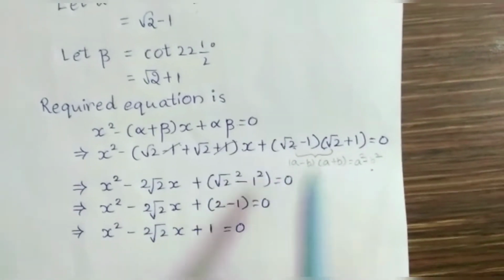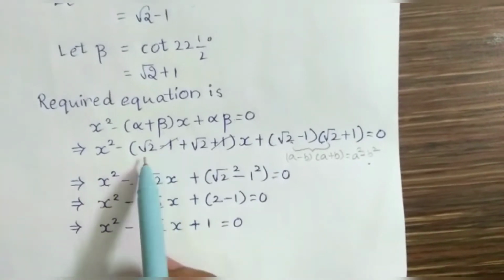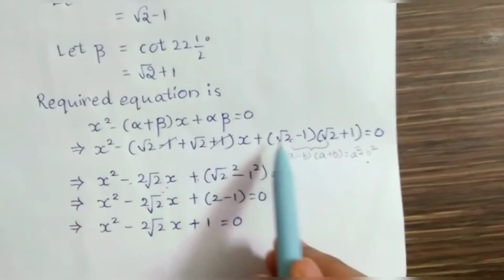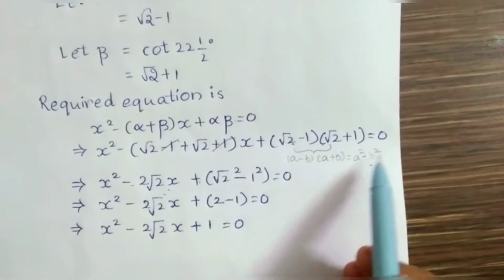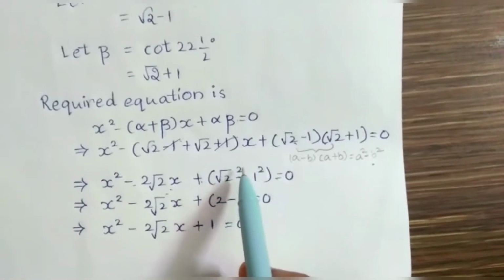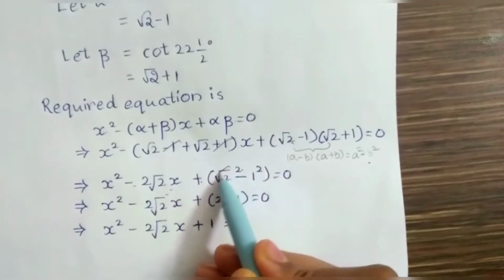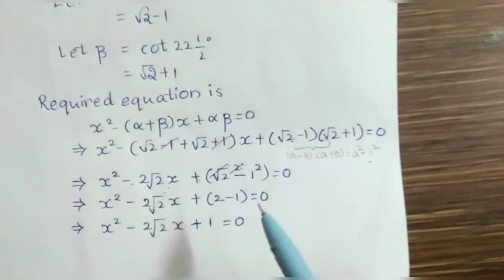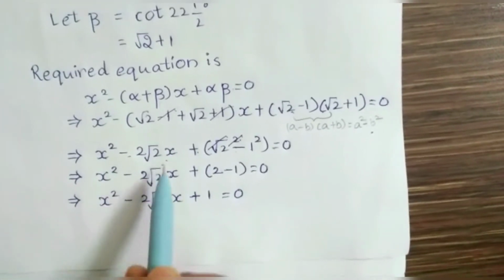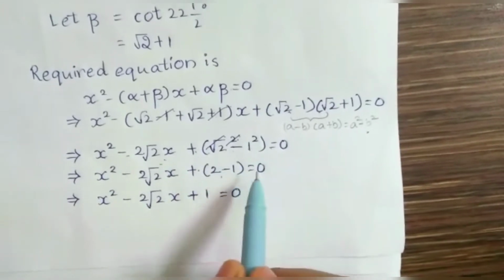We know that. So let us write this as x square minus 2 root 2 times x plus, and here we can write this in this form. So that becomes root 2 square minus 1 square. So this root and this square get cancelled. So we are left with x square minus 2 root 2 times x plus 2 minus 1 equals 0.